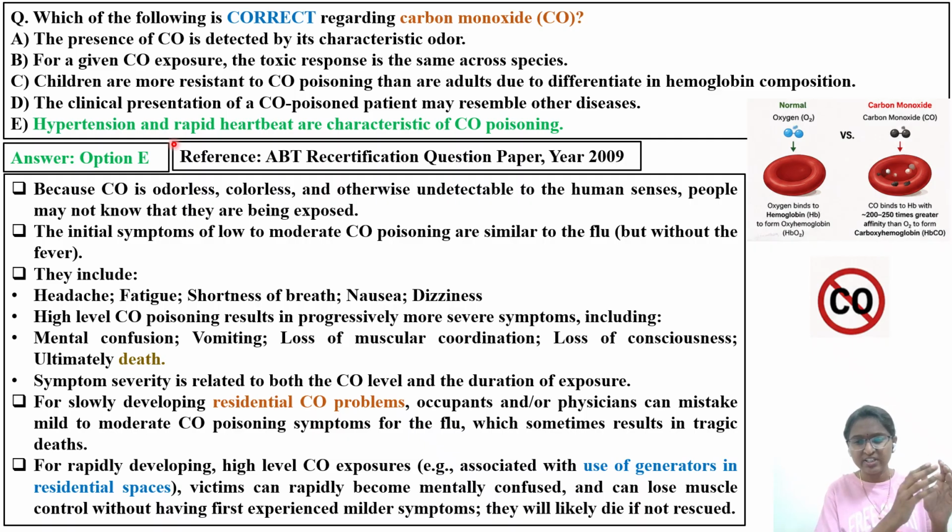For example, the cooking gas which you are using at your home or in your kitchen also doesn't have any characteristic odor. But additionally, we add a certain chemical, you can go back and check what that chemical is, so that if there is any leakage, we can identify it. Like that only. So carbon monoxide does not have any characteristic odor. Second one is, given carbon monoxide exposure, toxic response is the same across species. No, it is not. It is not the same across species.